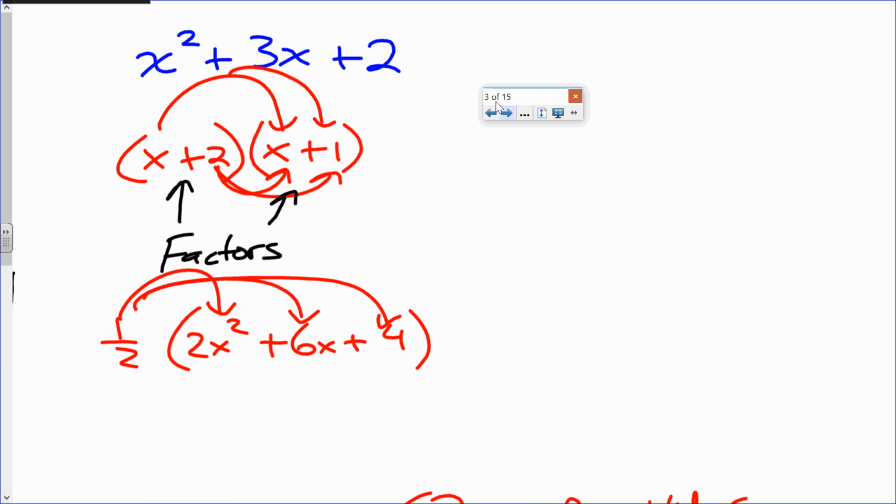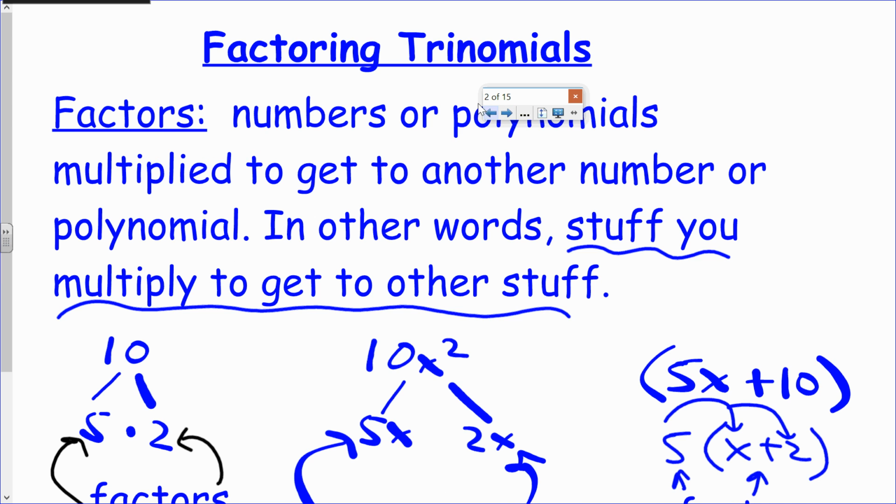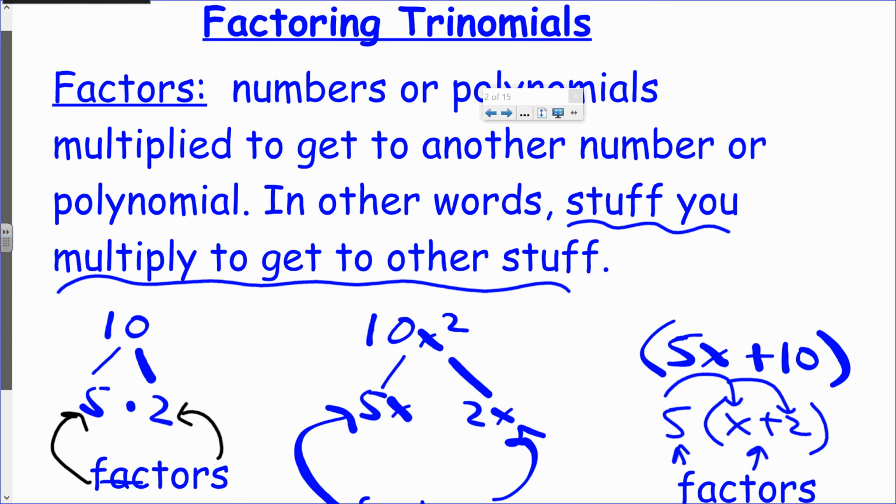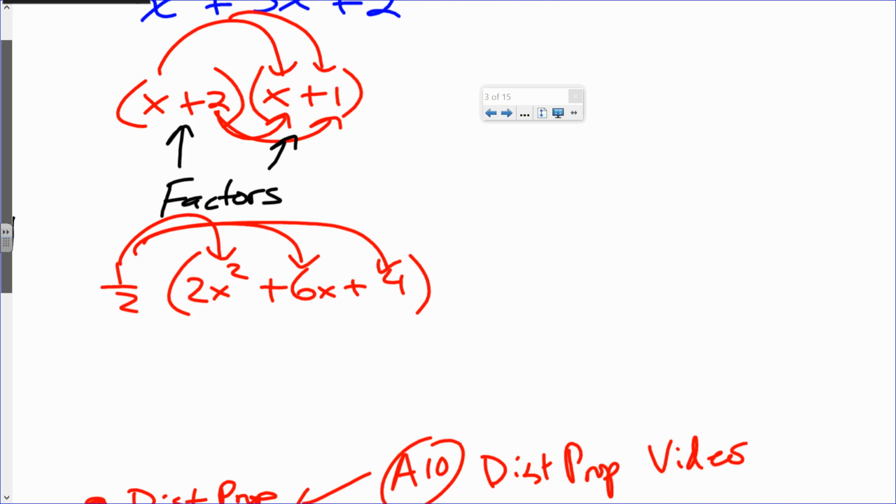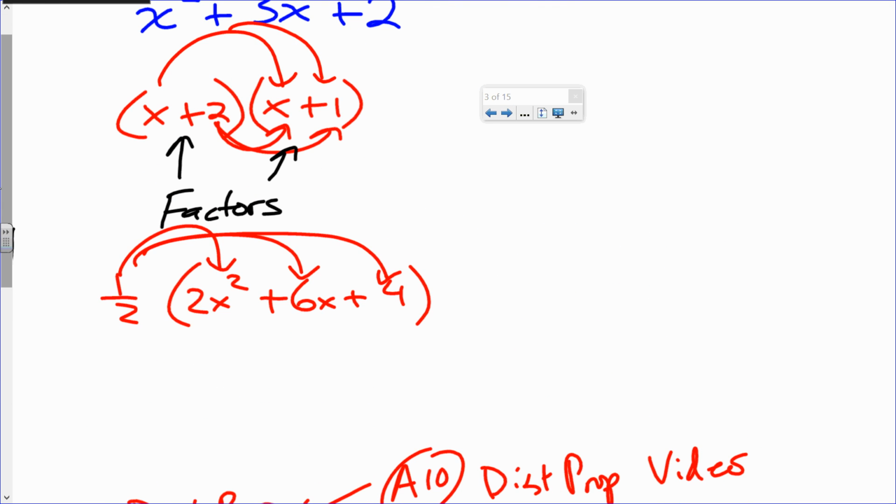Okay? And remember, all factors means is stuff you multiply to get to other stuff. I want you to memorize it. Stuff you multiply to get to other stuff. Here we go. It'll be an easy lesson today. Let's do it.